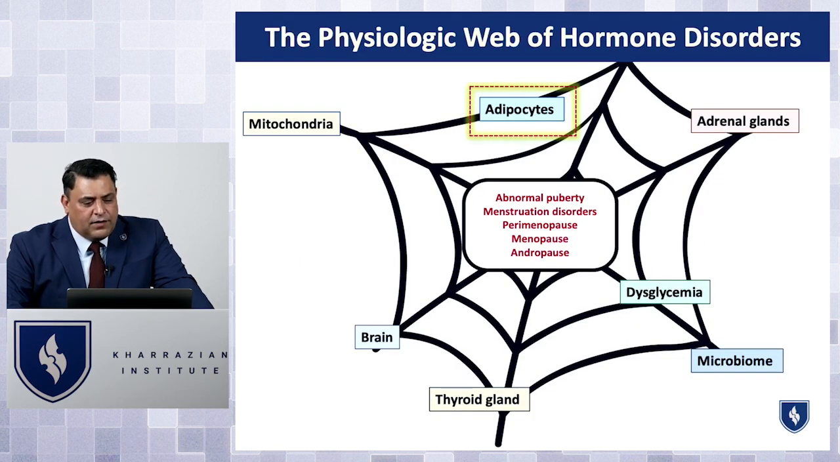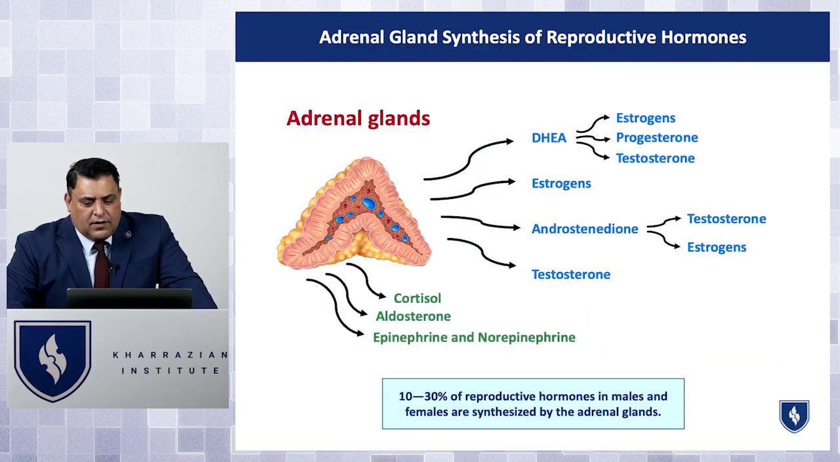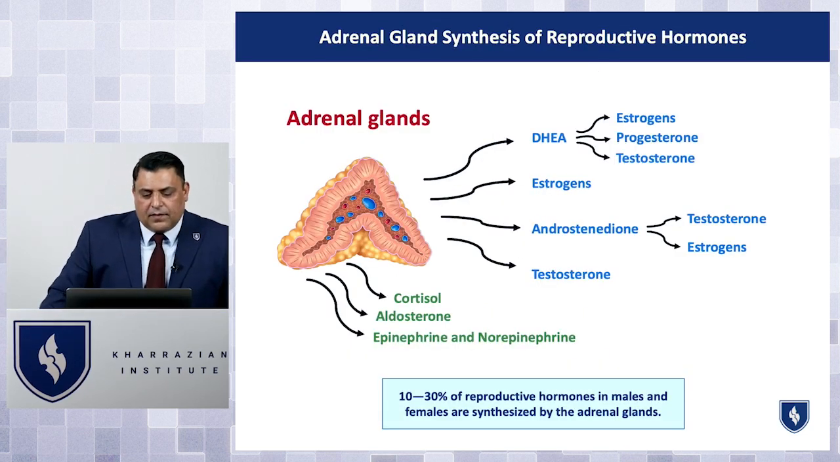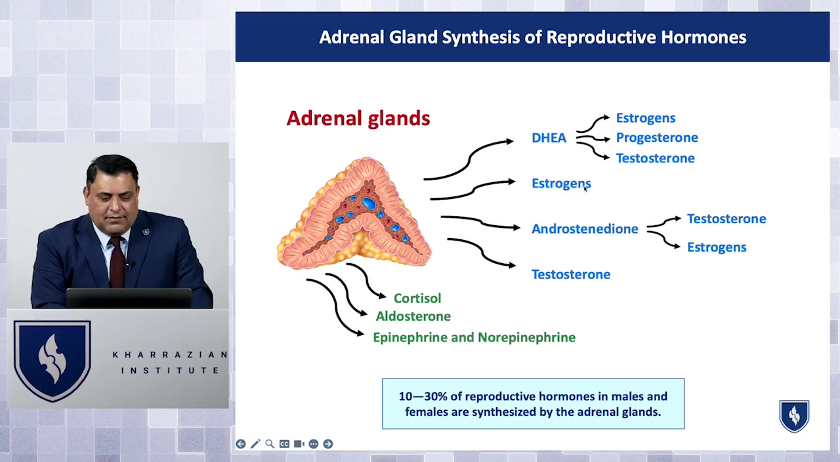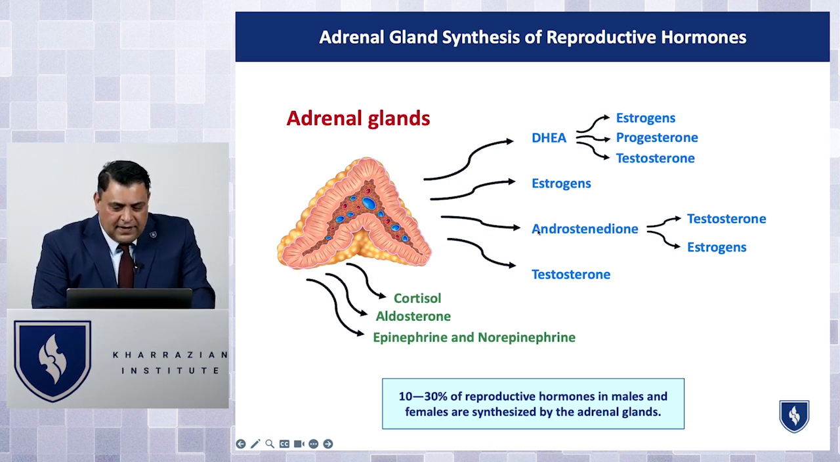Okay, now let's move on from mitochondria and adipocytes to the adrenal glands. So the adrenal glands, as we all know, make things like cortisol, aldosterone, norepinephrine, but they also make DHEA. This is a precursor to estrogen, progesterone, testosterone. These get converted in body fat and in the liver. They actually make estrogens also. And then androstenedione is converted to testosterone and estrogen in body fat and in the liver.